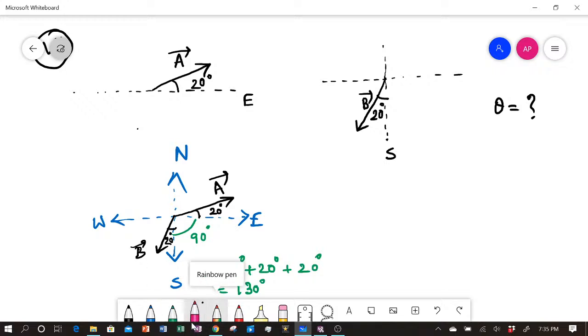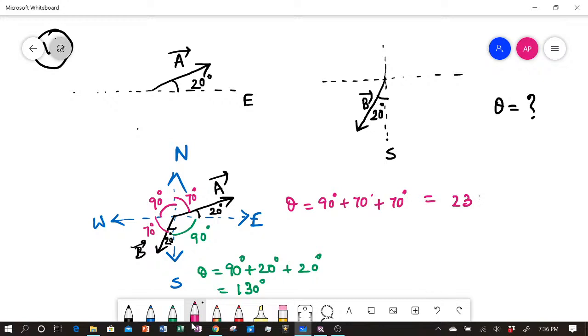But you may answer this as, this is also 90 degree, this is 90 minus 20, that is 70 degree, this is also 70 degree, and your answer may be theta as 90 plus 70 plus 70 equal, it would be 230 degree, right? It would be 230 degree.